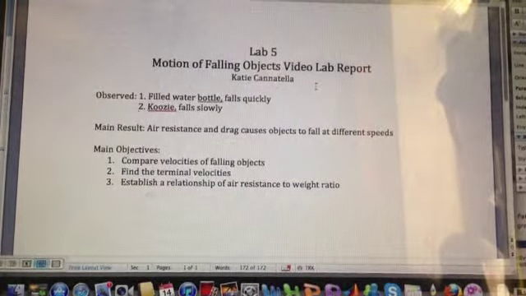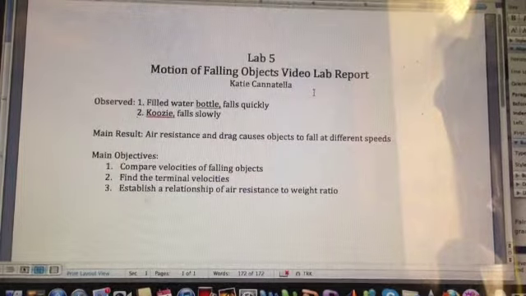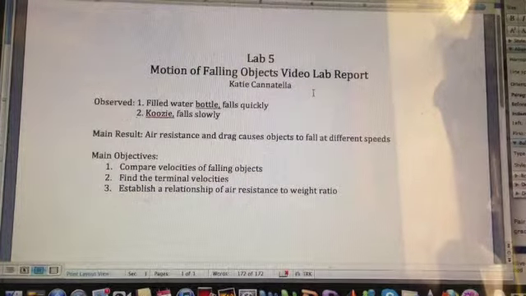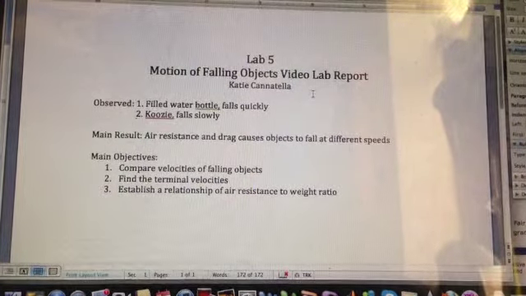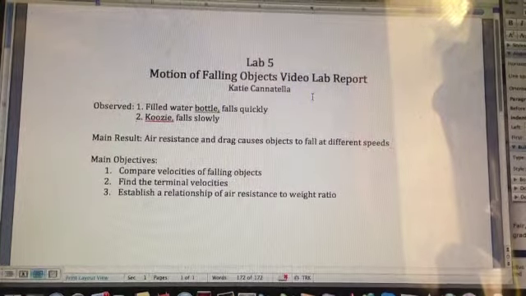My name is Catherine Canatella, and this is my Motion of Falling Objects lab report. I observed a filled water bottle which fell quickly and a koozie which fell slowly. The main result was that air resistance causes objects to fall at different speeds.